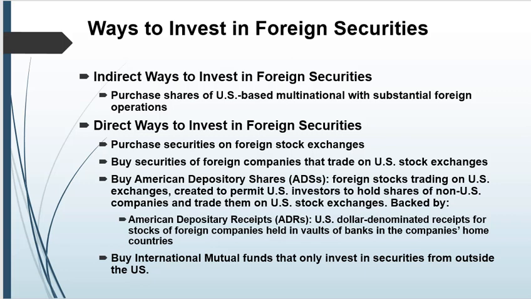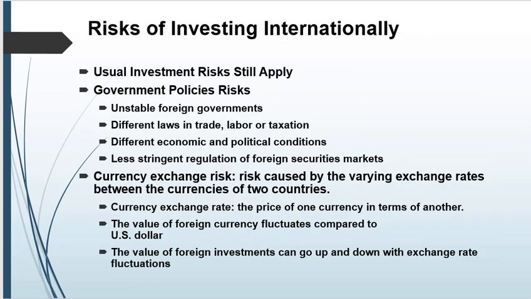The fourth way that I think was kind of left out by the textbook here is actually buying international mutual funds that only invest in securities from outside the United States. So again, if you truly want international diversification, and we'll talk about mutual funds later on in the text and in this program, you want to buy an international mutual fund. What about the risks that are involved? The usual investment risks always apply, but now we need to add some more things. We need to add government policies risk, right?